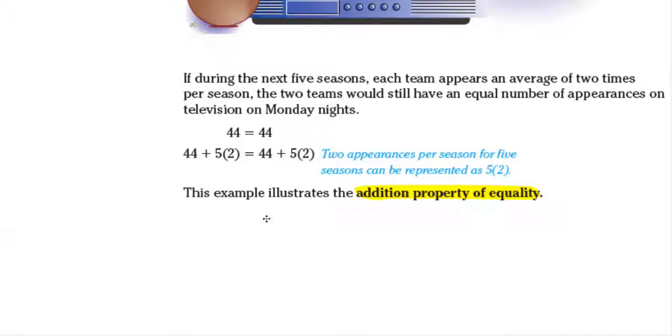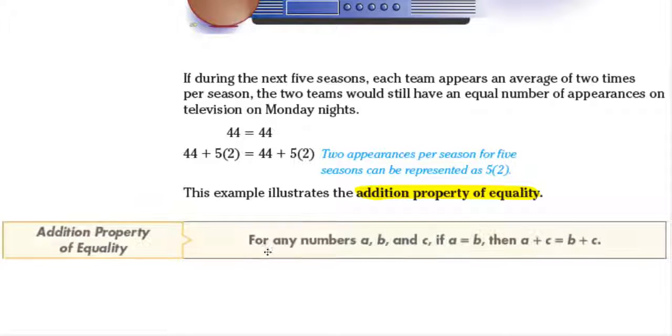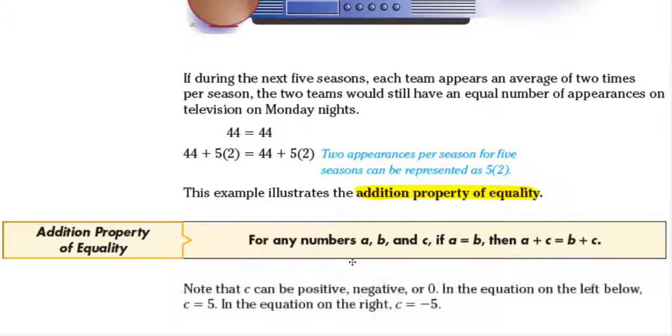We learned this last year, which simply states this: for any numbers a, b, and c, if a is equal to b, then a plus c is equal to b plus c. So whatever you add to one side of the equation, you add to the other side, and it will not change the equation.